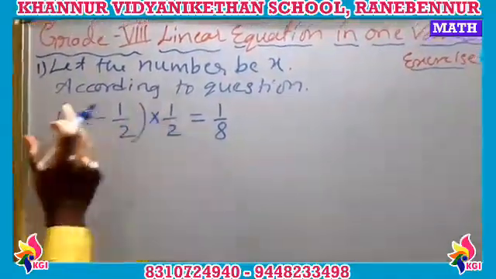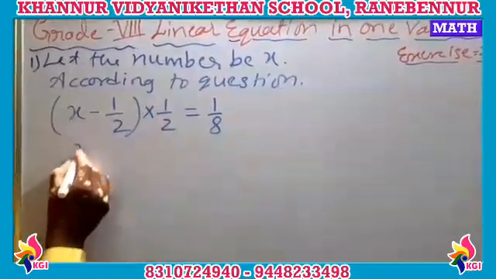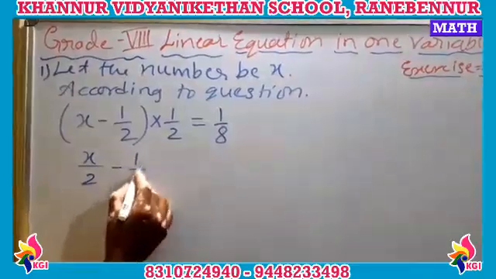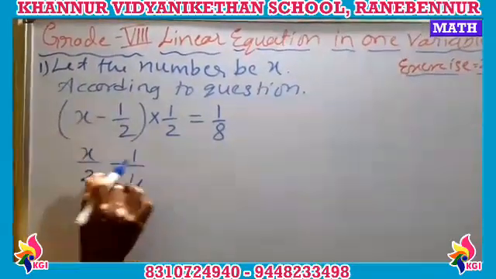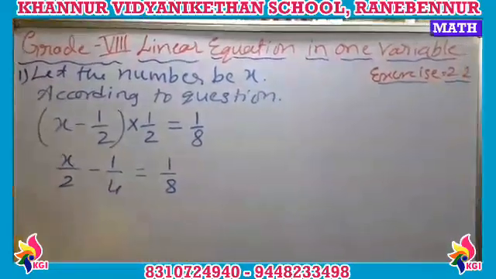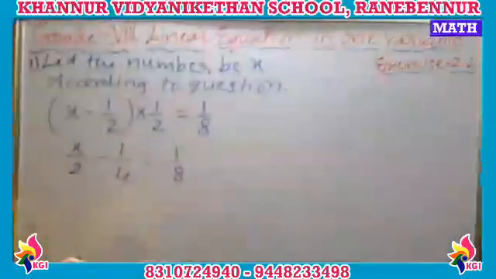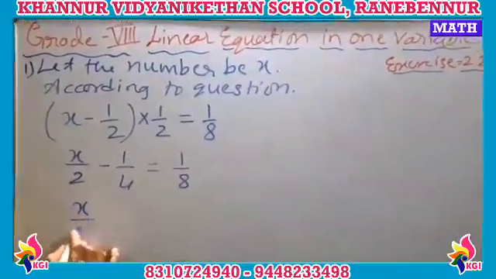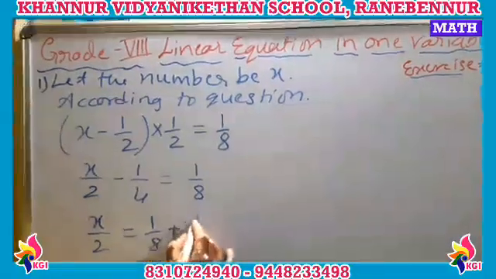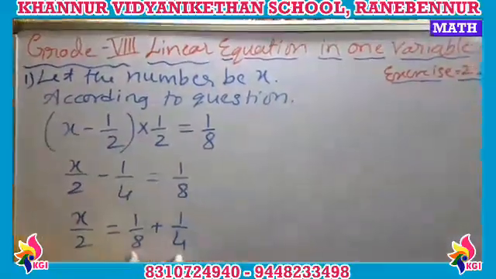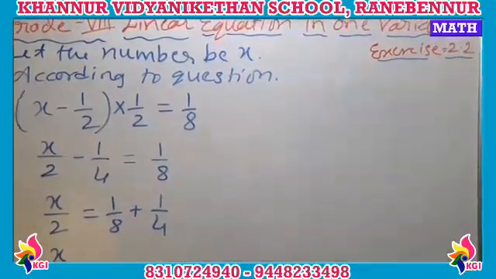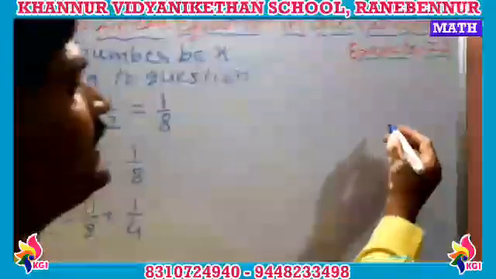Okay, check it out. Now we are supposed to work on it. So 1 by 2 into x. That will be x into 1 is x divided by 2 as it is. Then 1 into 1 is 1. 2 2s are 4. The middle minus symbol is kept as it is. Then next 1 by 8 as usual. Then next I want to transpose this 1 by 4 to that side. So x divided by 2 is equal to 1 by 8 plus 1 by 4. Okay. Now the denominators are not the same. So I need to go for the LCM of it.